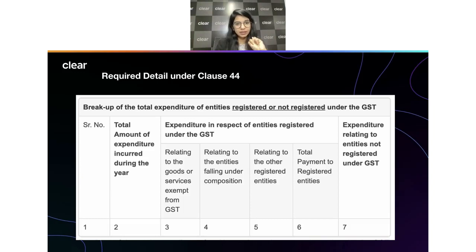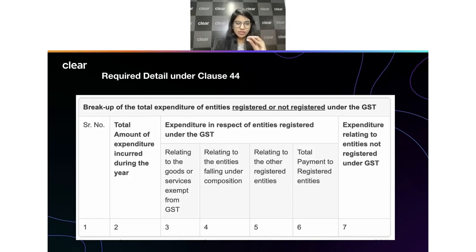That's the second category. Third category would be that I may have purchased something from outside India, which was my import of services, which means I had paid the taxes under the reverse charge on that services, which is import of services. So, which means there was some taxes which was charged.